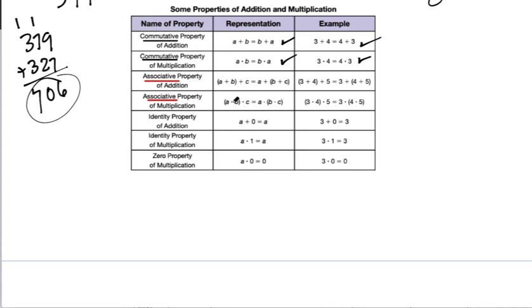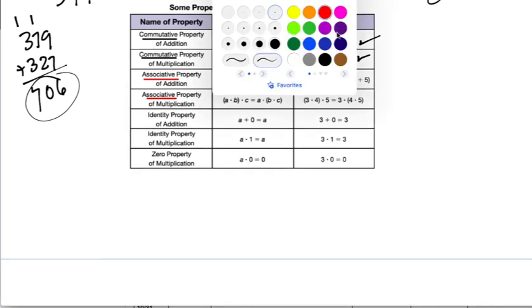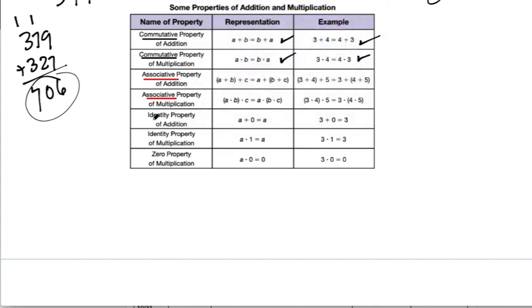And so that happens over here as well with multiplication. You can group these guys together first, or you can multiply these guys together first and then multiply the other number. Doesn't matter. It's still going to be the same value. Now we have the identity property of addition and the identity property of multiplication.